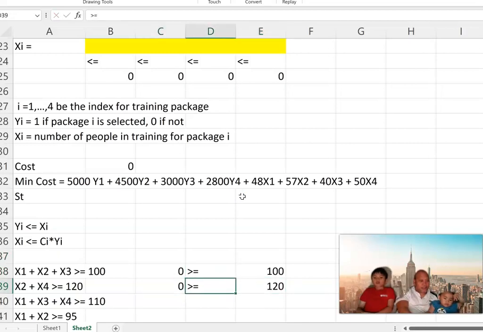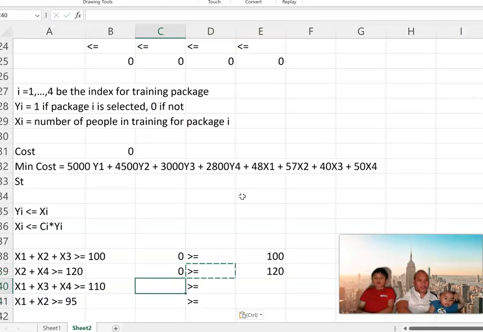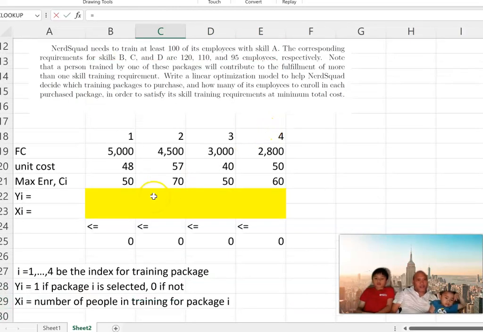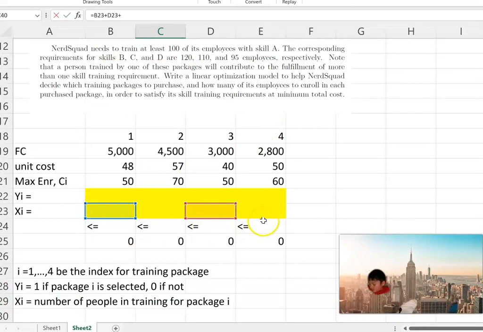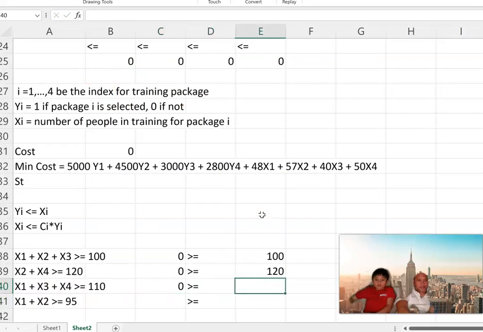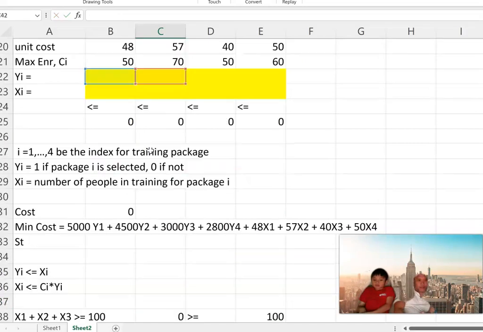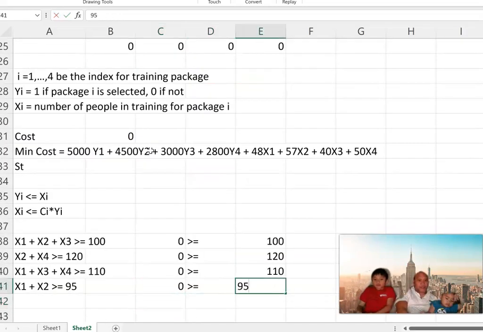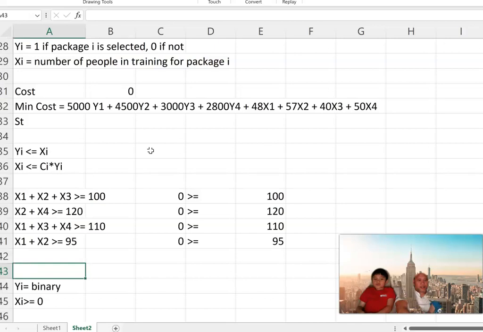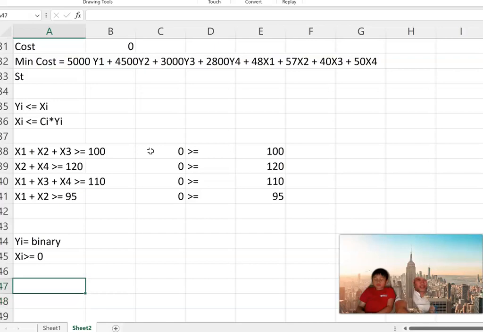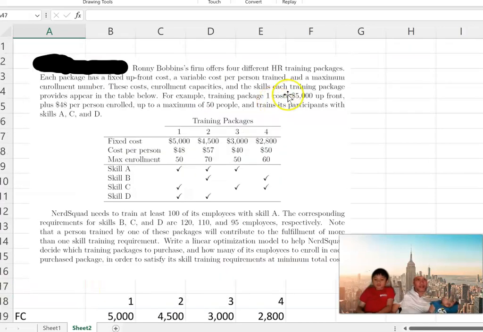Okay, these are all greater than or equal, so let me just copy this. This one is x1, x3, x4, so x1 plus x3 plus x4 must be greater than or equal to 110. And x1 plus x2 must be greater than or equal to 95. Now yi is binary, xi is an integer greater than 0. Now we are ready to put this in a solver.